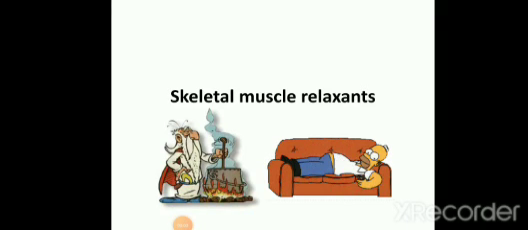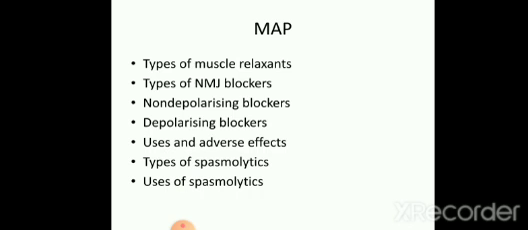In today's class, we are going to see about skeletal muscle relaxants. In our class, we are going to discuss like this. First, we start with types of muscle relaxants, followed up with what are the types of neuromuscular junction blockers, then what are non-depolarizing blockers, what are depolarizing blockers, and what are their uses and adverse effects. Finally, we are going to deal with what is spasmolytics and what are the uses of spasmolytics.